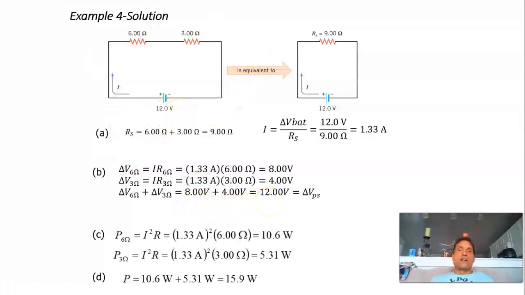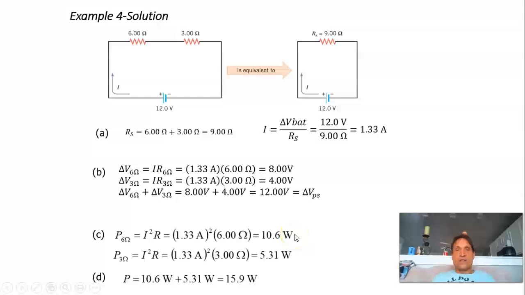Now in part C, let's calculate the power consumed by each resistor. I chose to use I squared R, but you could use delta V squared over R, or I times delta V. You can use any of them. I just chose I squared R. So I plug that in. I is 1.33 amps, R is 6 ohms: 10.6 watts is consumed by this resistor. 5.31 watts is consumed by the 3 ohm.